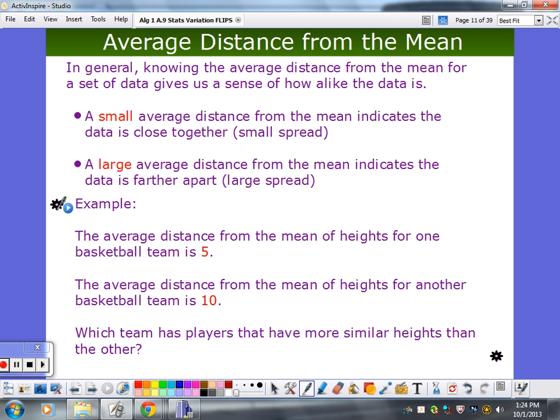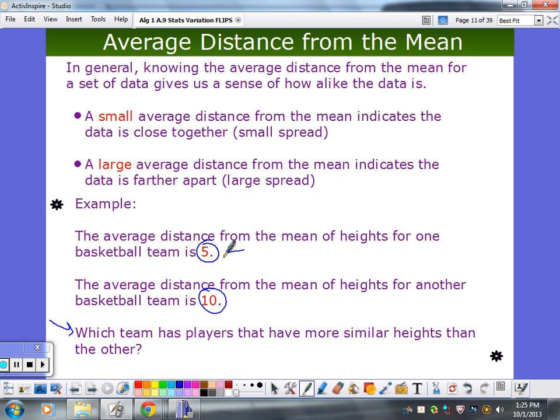So let's look at this example here. The average distance from the mean of heights for one basketball team is 5. The average distance from the mean for another basketball team is 10. So this basketball team has an average distance from the mean of 5. This one has an average distance from the mean of 10. Which team has players that have more similar heights than the other? Why 5? Because it's smaller.